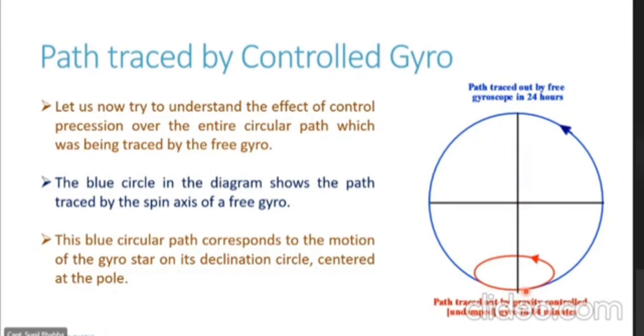Another important thing, you can see that the path has become very much smaller and shorter than before. Another important thing, this path is now traced out by a gravity controlled gyro. This is called a gravity controlled gyro in 84 minutes. The blue circle was being traced in 24 hours, whereas the red elliptical path is being traced out in 84 minutes.